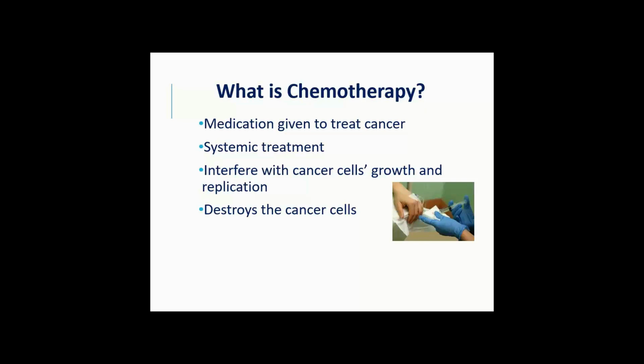So what is chemotherapy? Chemotherapy is a whole rubric that categorizes various treatments and medications, generally systemic treatment, or treatment that affects your entire body, that interferes with cancer cells' growth and replication pattern, and ultimately with the target of destroying the cancer cells. Next slide.